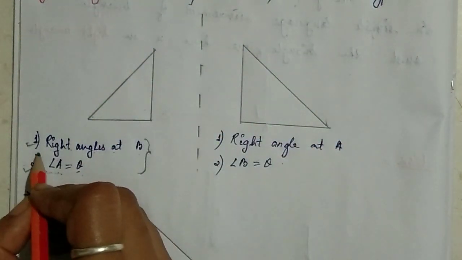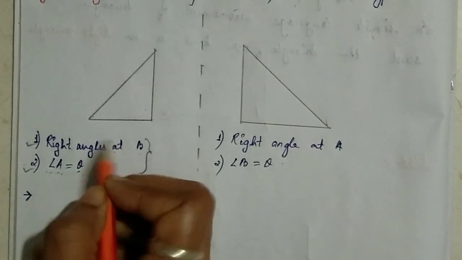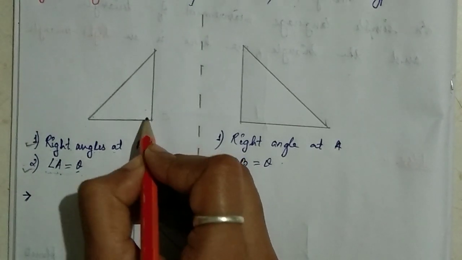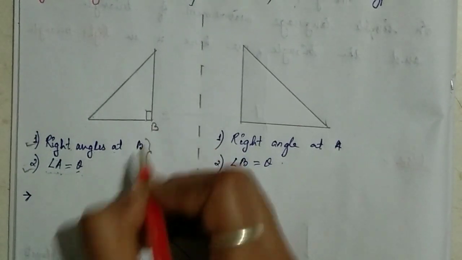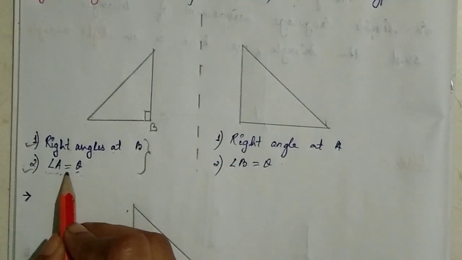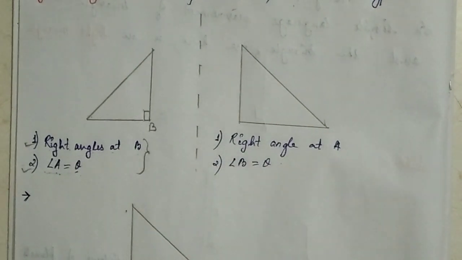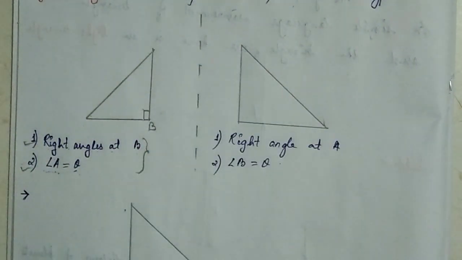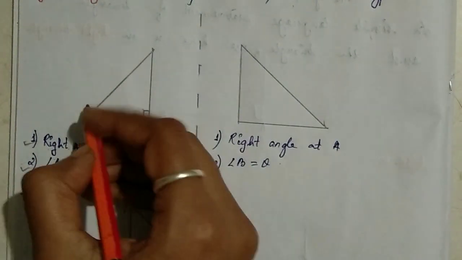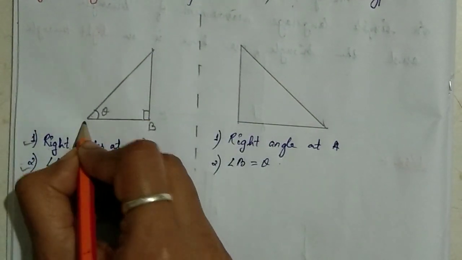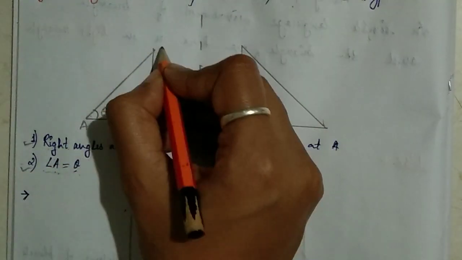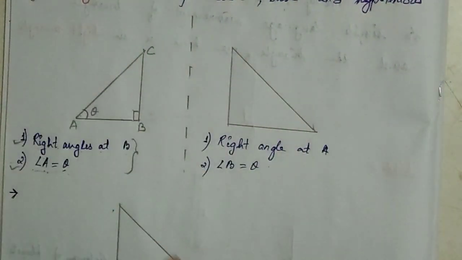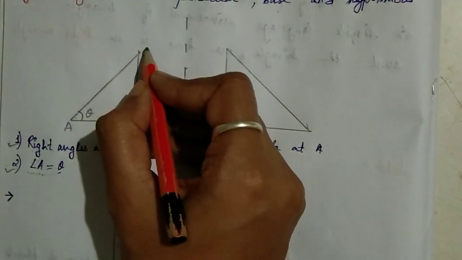In that case, see the first line: right angle at B. From the figure we came to know that this point has the 90 degree angle, so obviously this point will be B. Now the second line is angle equal to theta. What does it mean? We have two points, and we can consider any point as theta. For example, let us consider this as theta, and this as A. Then the other point we can name C. It is not mandatory to name it C only; we can name it anything. So let us consider this as theta.